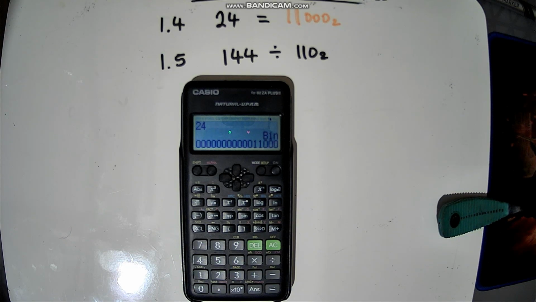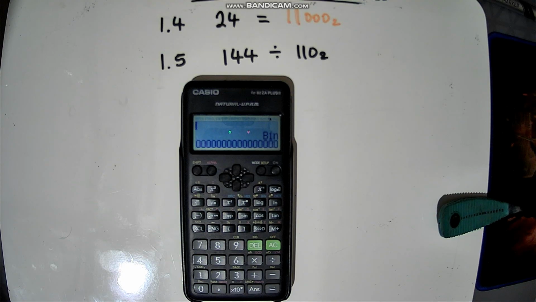So notice here the 24 is definitely a decimal number because it doesn't have the little 10 at the bottom. And 144 is also a decimal number because it doesn't have the little 10 at the bottom. So in the next question, it says 1.5, evaluate 144 divided by 110 binary and leave your answer in a decimal number. So now the easiest thing to do there would be to convert the 110 to a decimal number. You can use your calculator for that also.